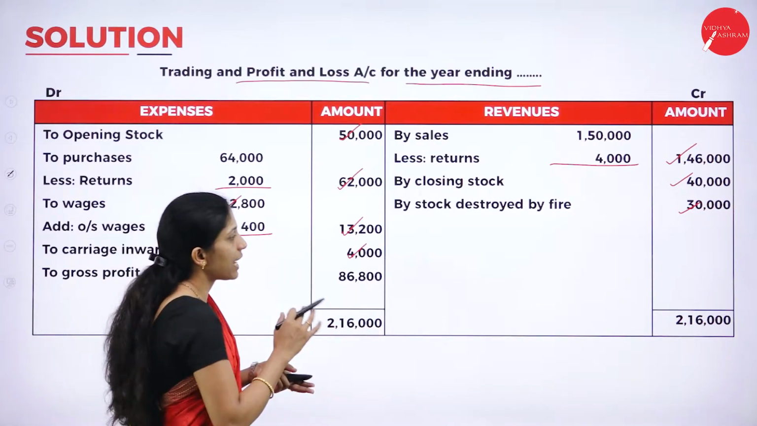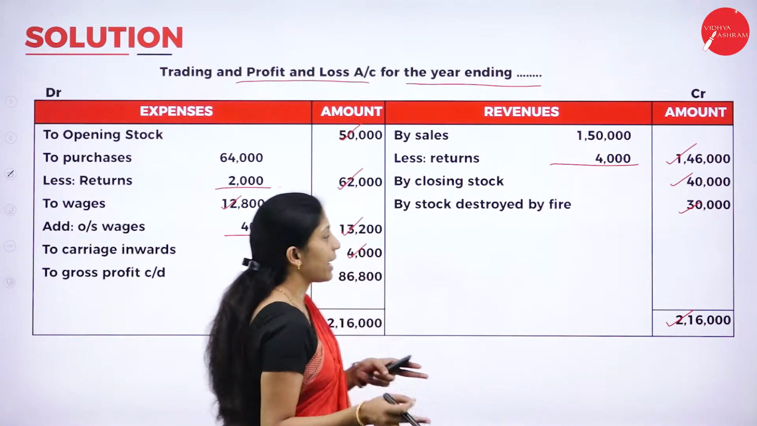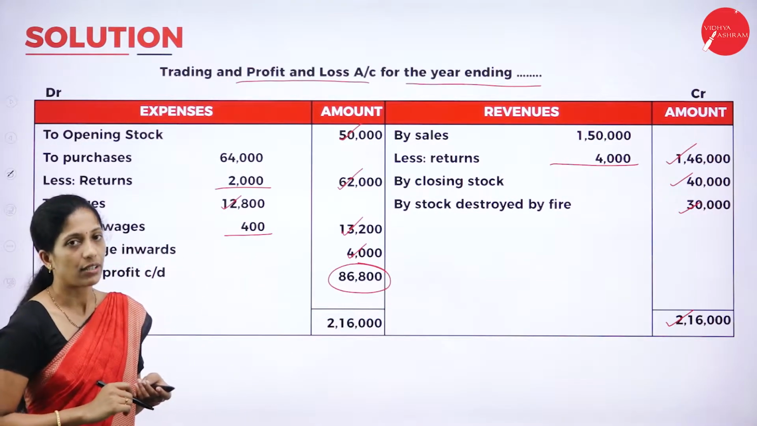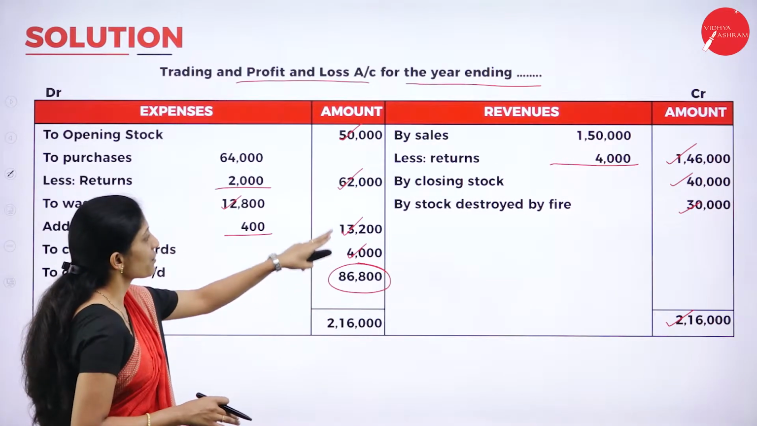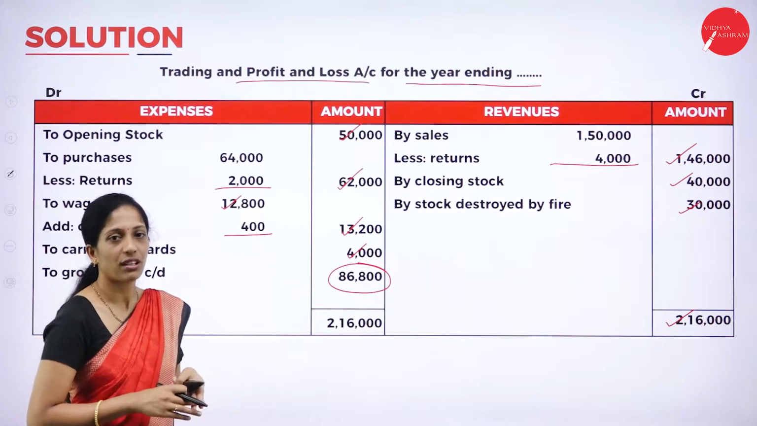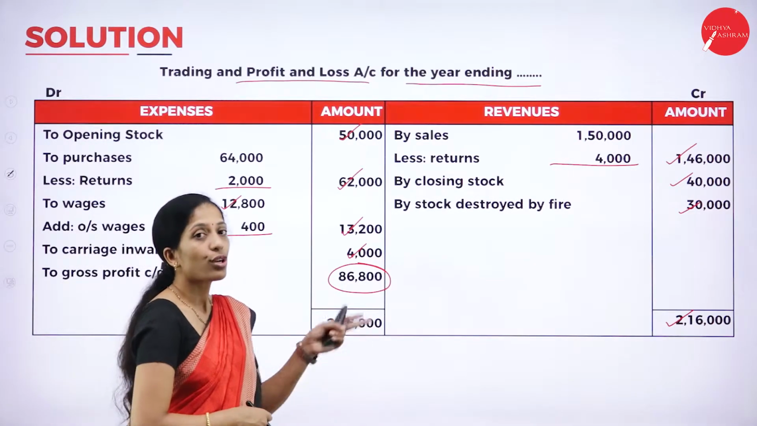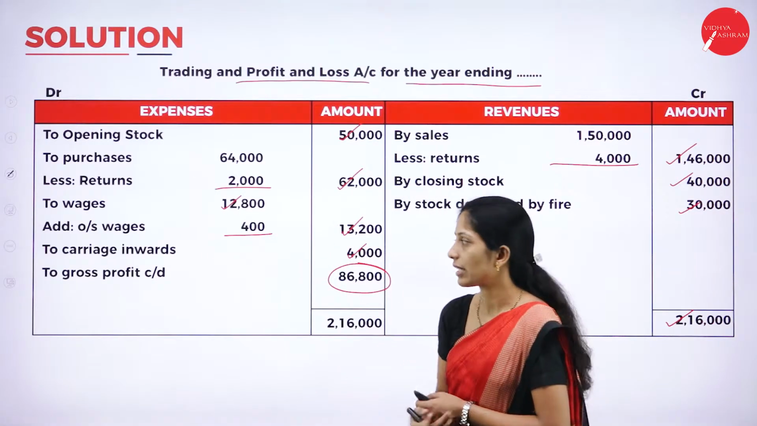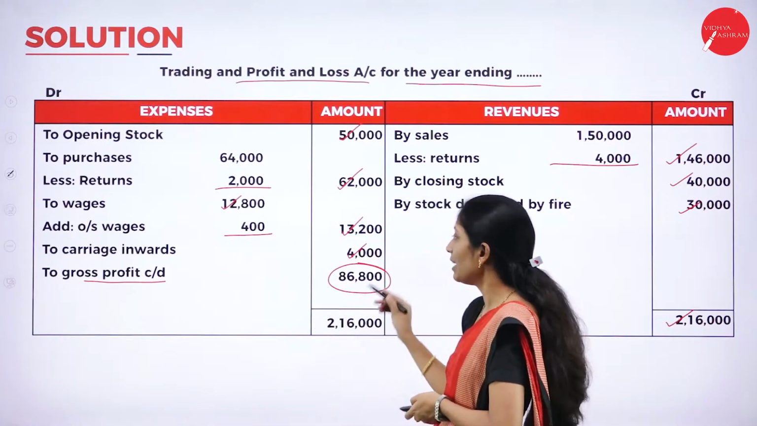Okay, now balance both sides. If you count the amount, on the credit side it is 2,16,000, whereas coming to the debit side, you'll get a balancing figure of 86,800. Now, how do we get 86,800? 2,16,000 minus 4,000 minus 13,200 minus 2,000 minus 50,000. You'll get a balancing figure of 86,800. So, your credit side is more than the debit side. So, what is it? It is gross profit. So, how do we write? To gross profit carried down. So, this will be the balancing figure.